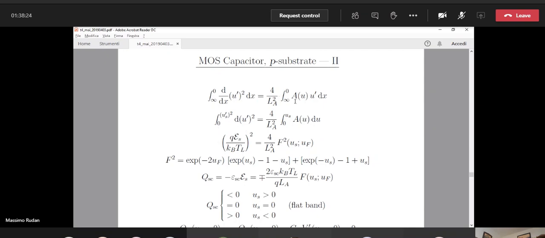The right-hand side is the integral from infinity to 0 of a of u prime dx. But of course, u prime dx is du. So again, we change the variable, in this case from x to u, and the integration limits become, at infinity, u is 0, because as you remember, we place the 0 at infinity. And at the surface, u becomes the normalized electric potential. We call it us, okay?